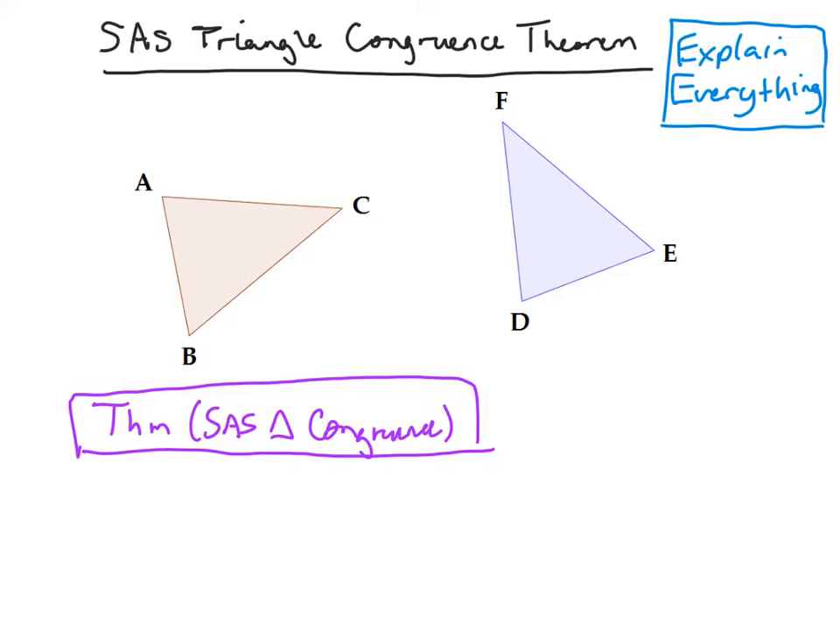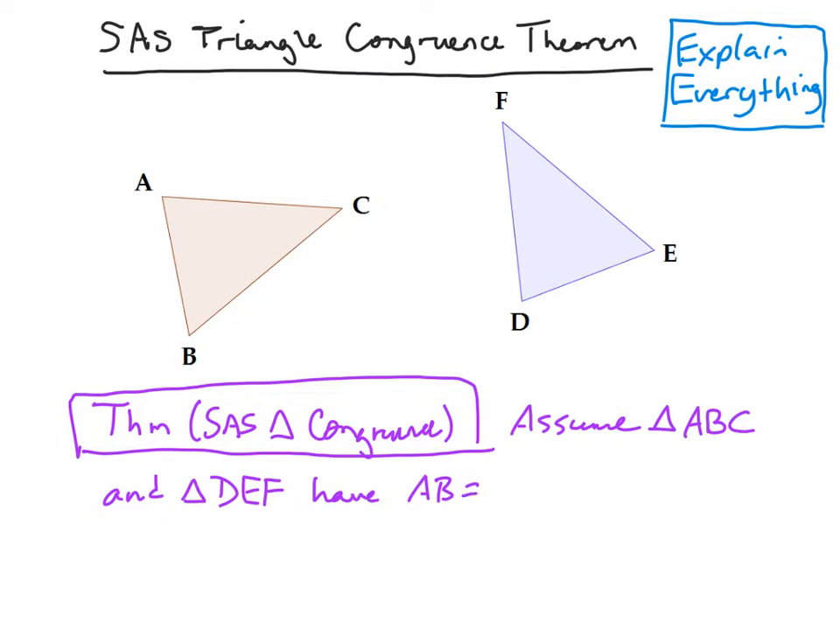All right, so assume triangles ABC and DEF have AB equals DE. Again, I'm going to mark that in my picture by marking those sides congruent, and then measure of angle A equals measure of angle D. So I'm going to mark those angles congruent. There we go.